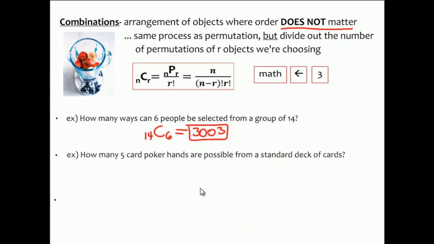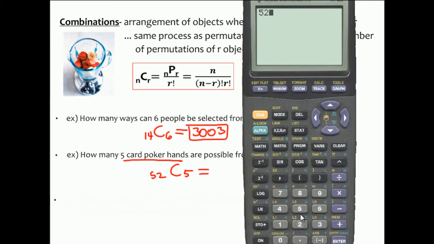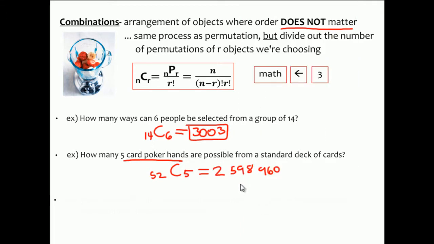Here's another example. How many 5-card poker hands are possible from a standard deck of cards? So we have 52 cards in the standard deck, and we have 5 cards in a poker hand. So we choose these cards 5 at a time. It doesn't matter which order we get these cards in. So 52 choose 5 is the total number of poker hands that we can get. So there's 2,598,960 poker hands.